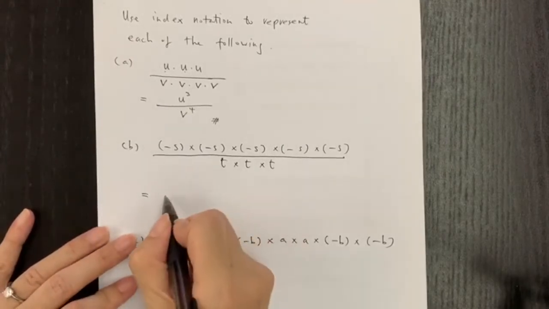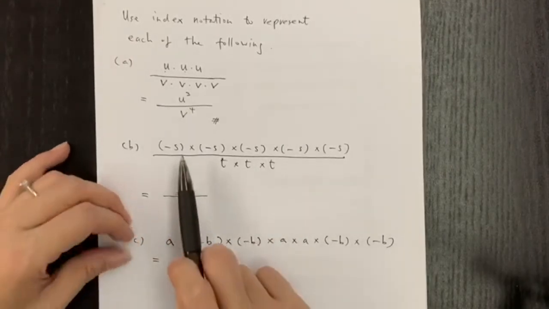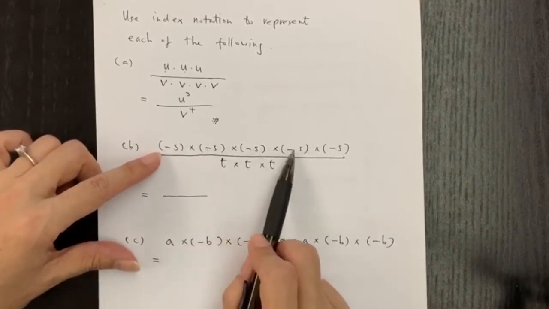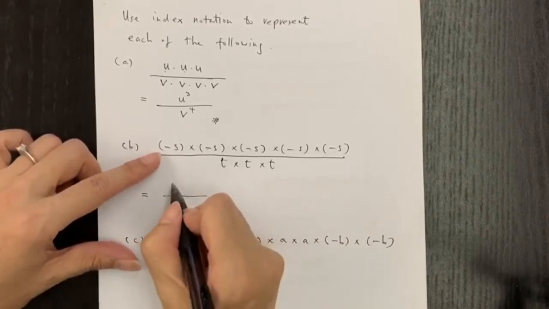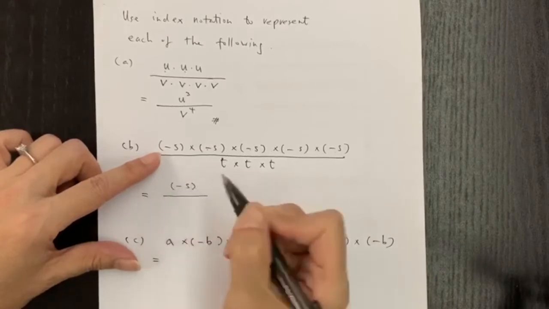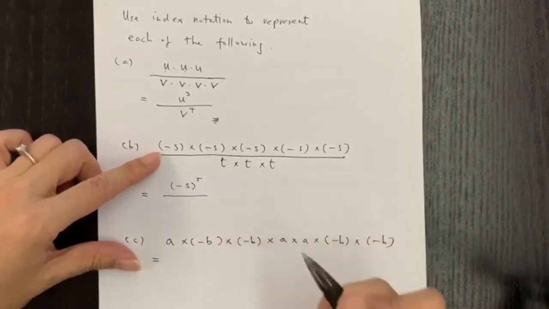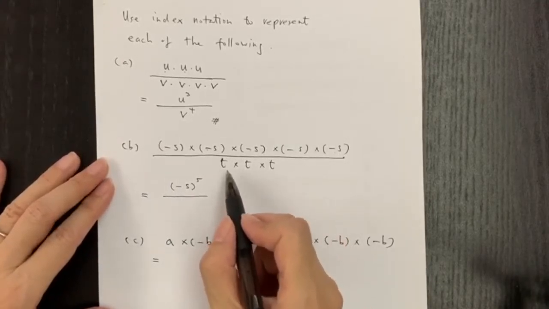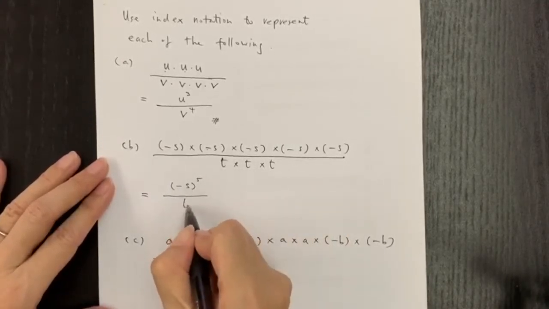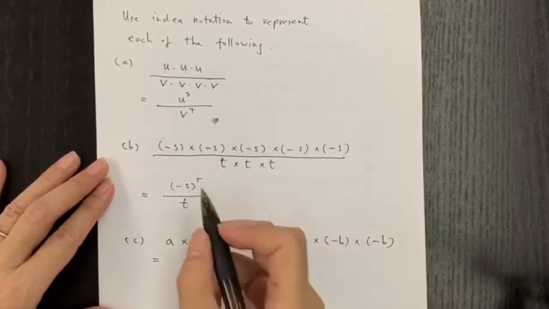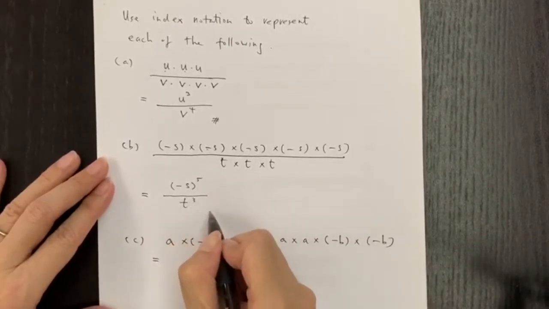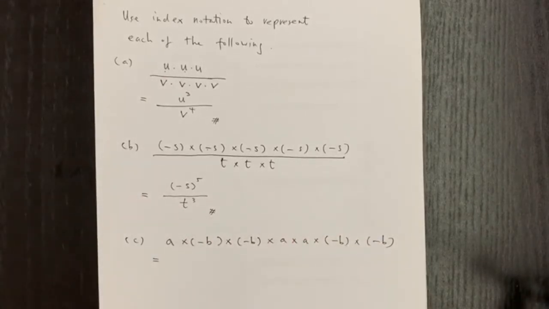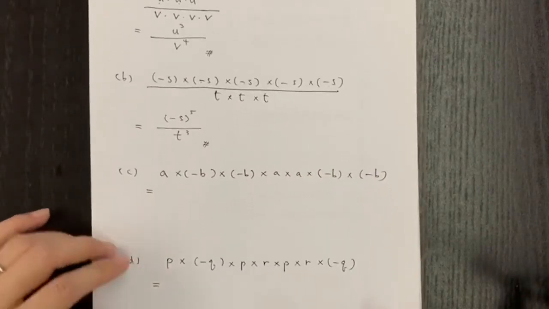All right, so next. On top here we have minus s, 1, 2, 3, 4, 5. So therefore the answer is minus s to the power 5. And then now the denominator, which is t times t times t by itself, how many times? 3 times, so that would be t to the power 3. All right, so this is about index notation, okay?